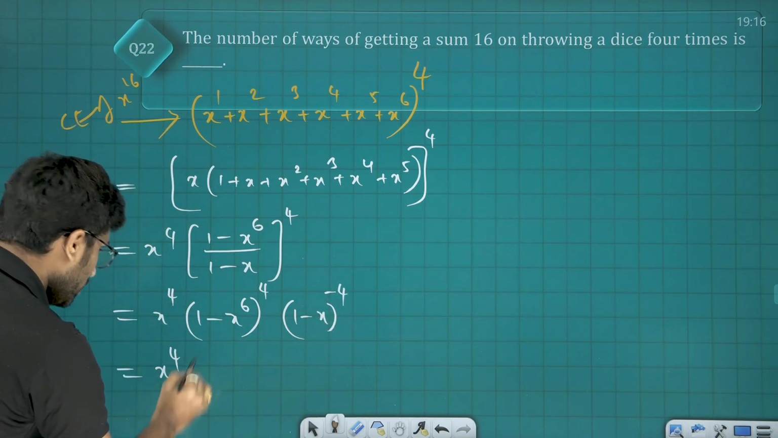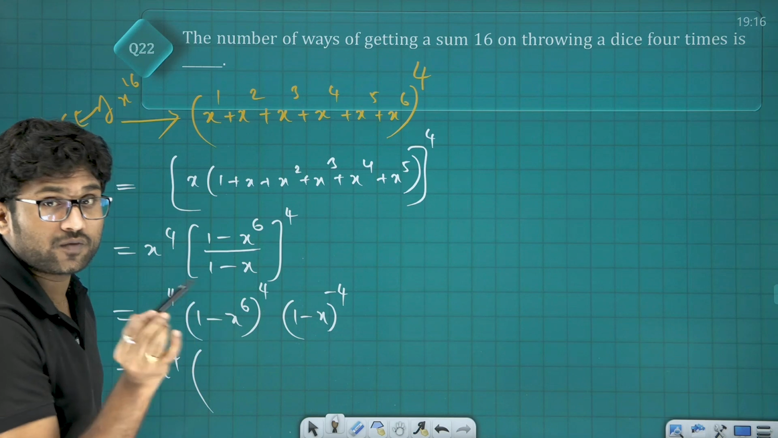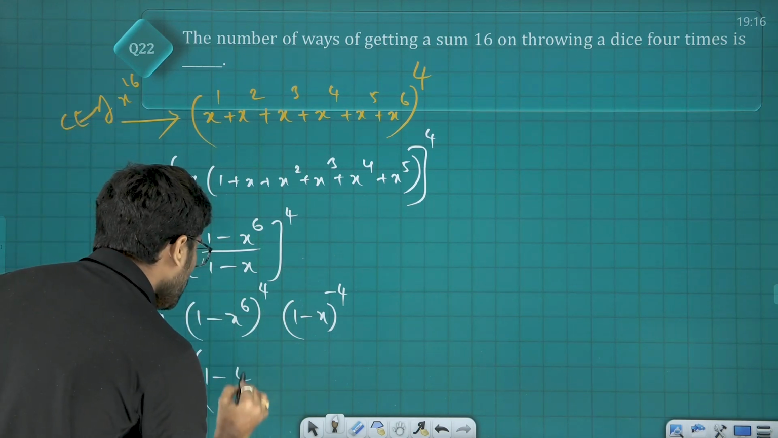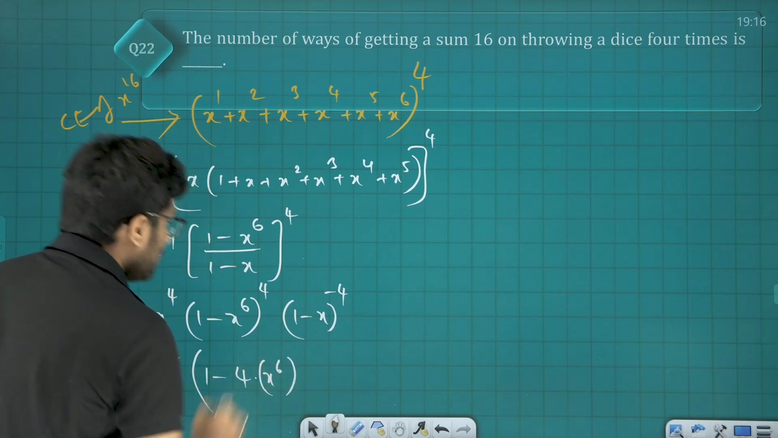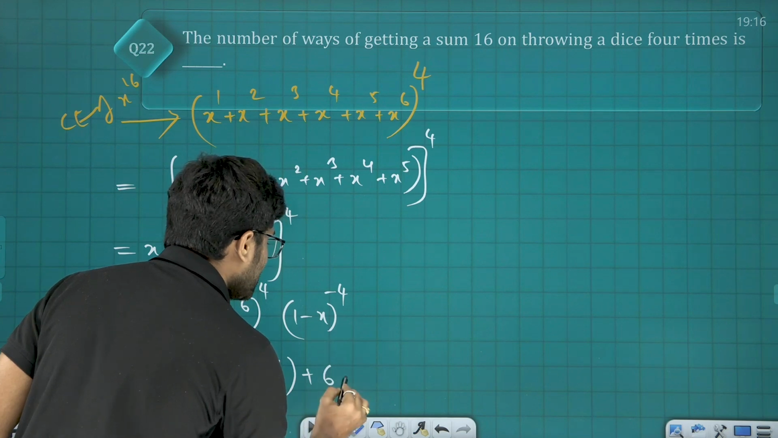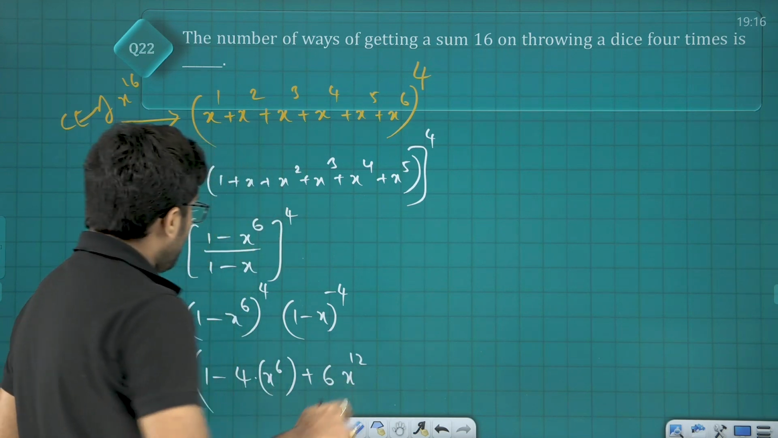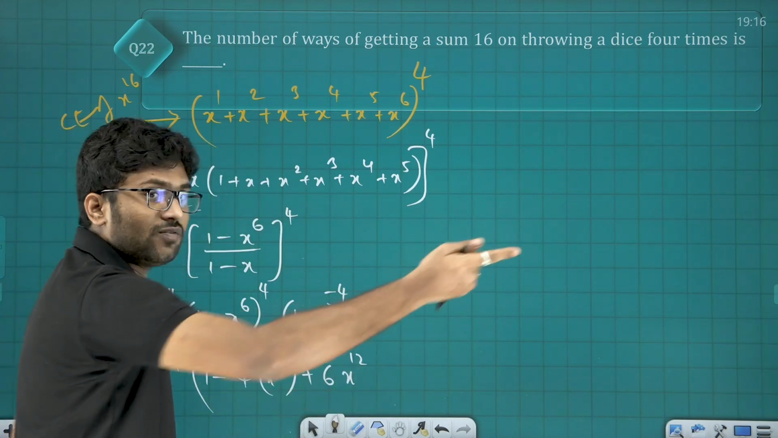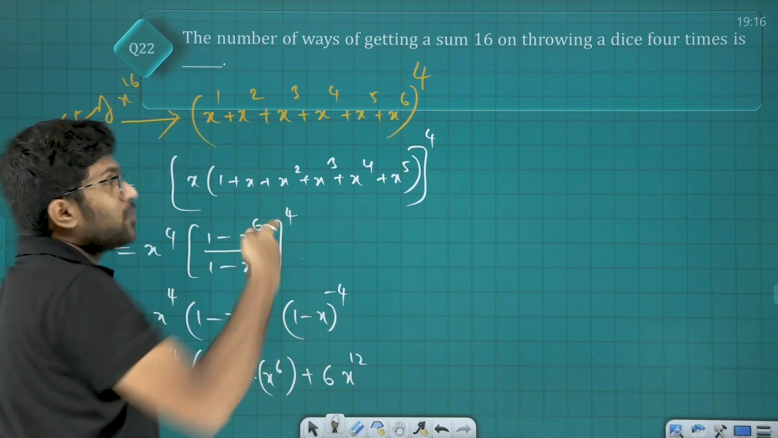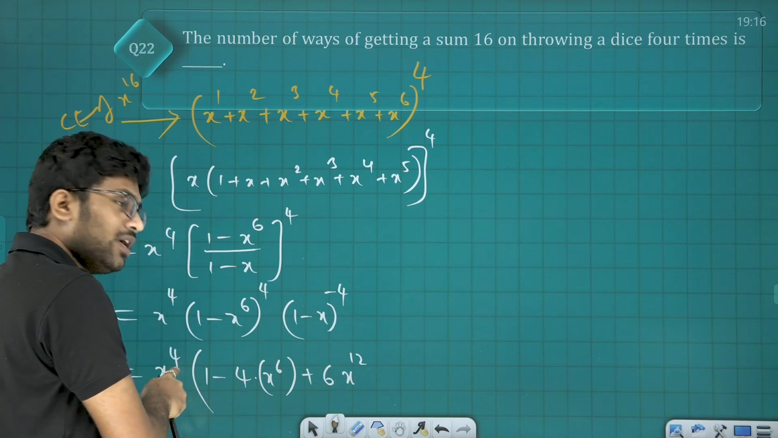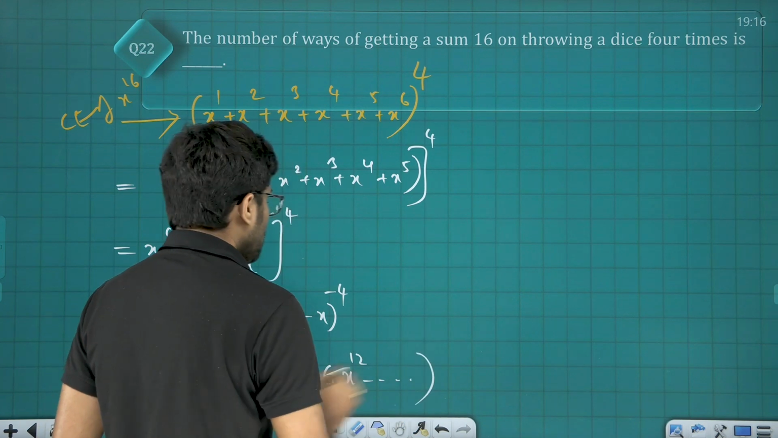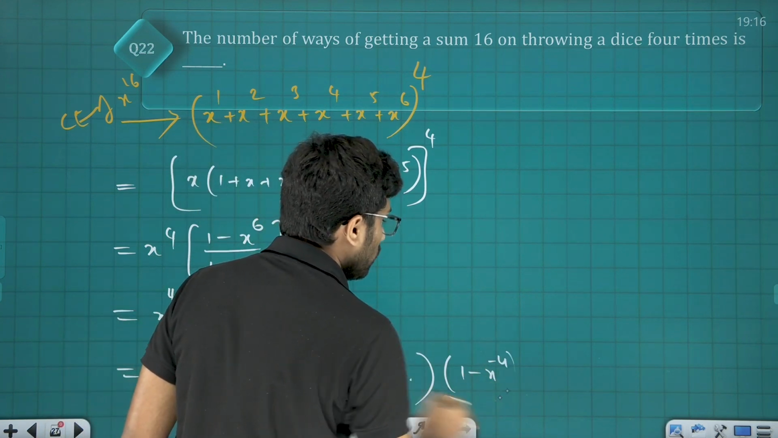Clearly, x power 4 into the expansion of 1 minus x power 6 whole power 4 is 1 minus 4c1 x, that is 4 into x power 6, plus 4c2. 4c2 is 4 into 3 is 12 by 2, 6 into x power 6 whole square, x power 12. Now if you observe, the next term will be x power 18, but we don't want that. Why? Because the highest we need is x power 16. So when x power 4 is already multiplied, anything more than x power 16 is not necessary at all. Into 1 minus x power minus 4.